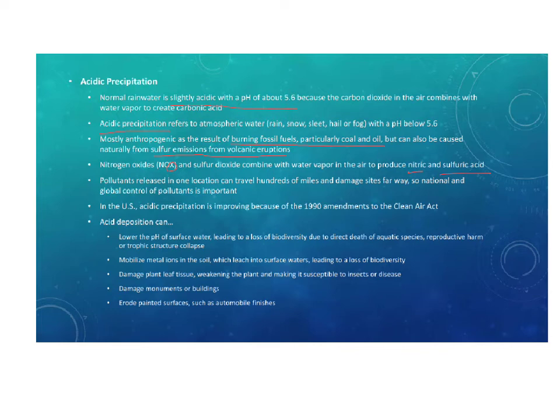Acidic deposition damages plant leaf tissue, which weakens the plants and makes them susceptible to insects or disease. This is a major problem in forests in the northeast of the United States. There's a fair amount of coal-burning power plants in the northeast, and the leaf tissue of forests in the area can become damaged. If the leaf tissue is damaged, then the rates of photosynthesis go down, but it also weakens the entire plant. So then when you have a disease or an insect that comes through, those trees are more vulnerable to that pest. Acidic deposition can damage monuments and buildings, and it can erode painted surfaces such as automobile finishes.